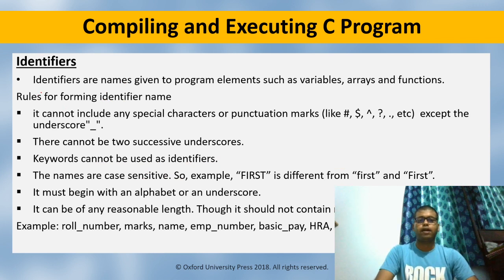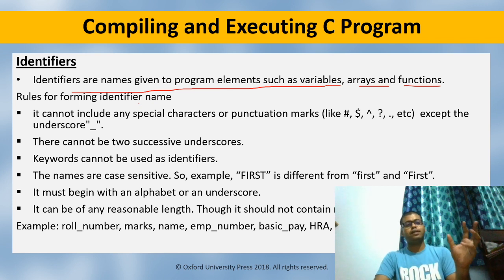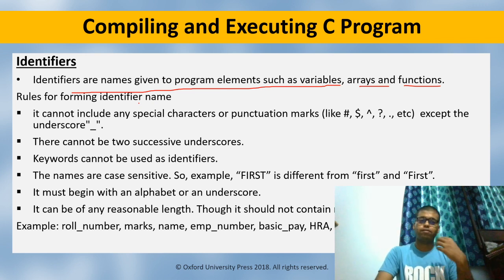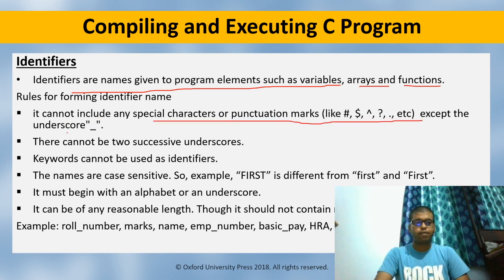Now come to the identifier. Identifiers are the names given to program elements such as variables, arrays, functions. One name is basically an identifier, like my name is my identity. Similarly, you will give names to any variable, array or function, and everything is an identifier. It cannot include any special character or punctuation mark except underscore. Only underscore can be used in the identifier. There cannot be two successive underscores. That is the rule of the identifier.